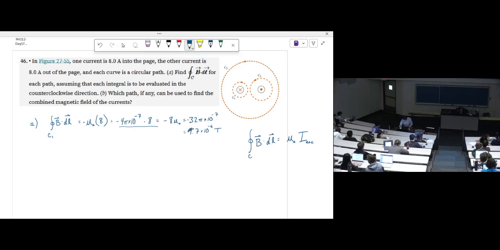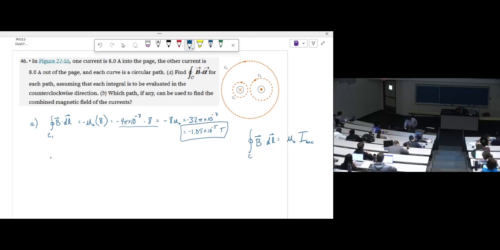$10.05, okay. So that's minus 1.05 times 10 to the minus 5 Tesla.